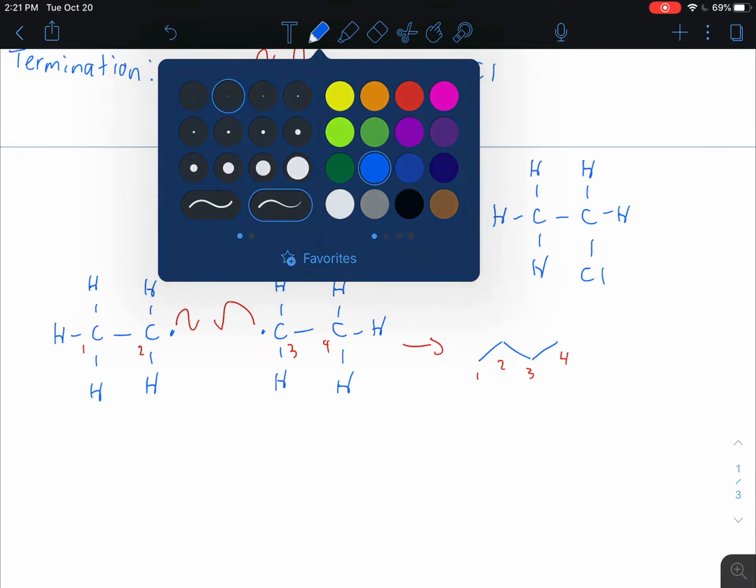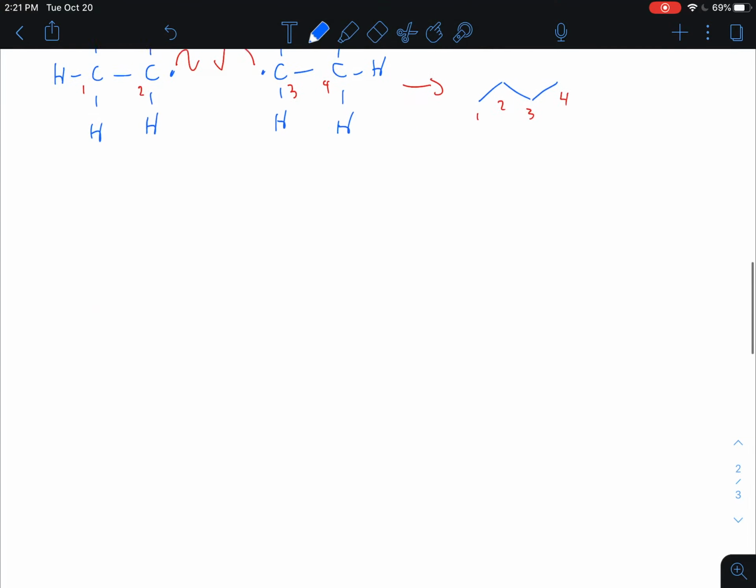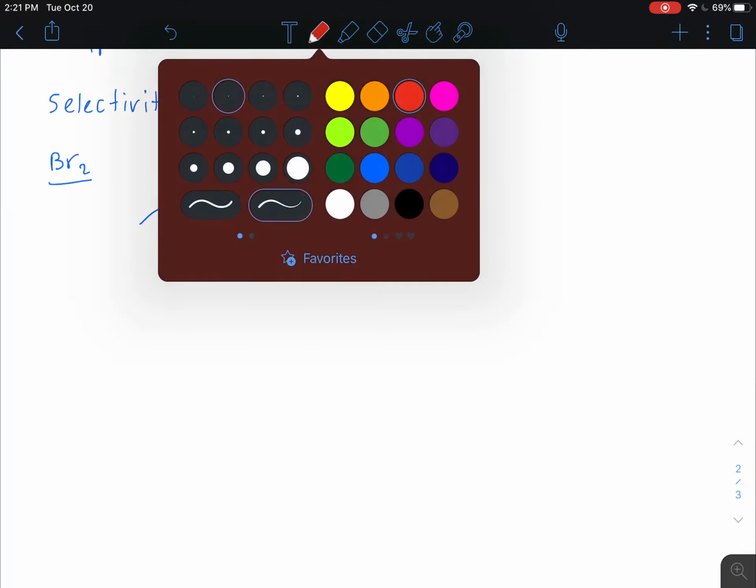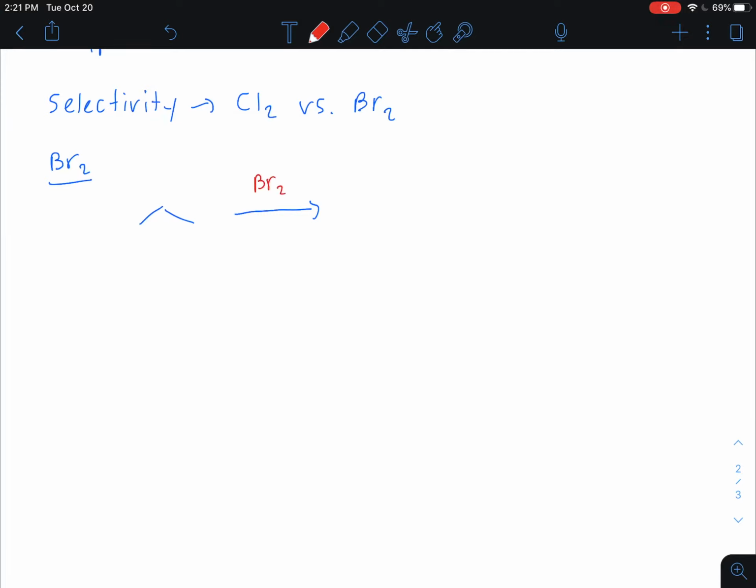So the next thing that I want to talk about with regard to this type of reaction is the selectivity of the reaction. And when I say selectivity, I mean using Cl2 versus Br2, how do the results differ? So surprisingly, it does make a difference. If we use bromine, and let's say we have propane as our reactant, we'd say react it with bromine, and then a light source, so usually a UV lamp is shining on it.